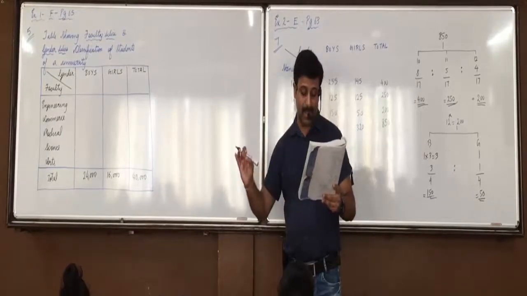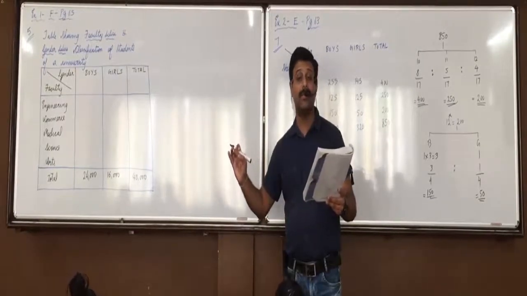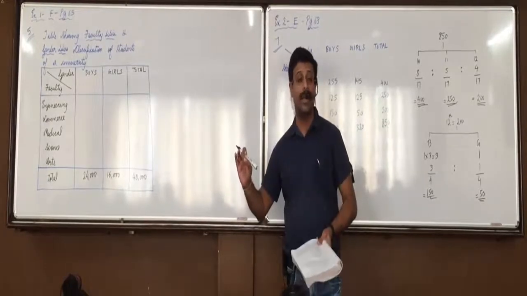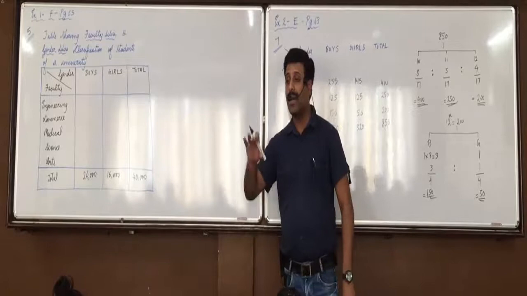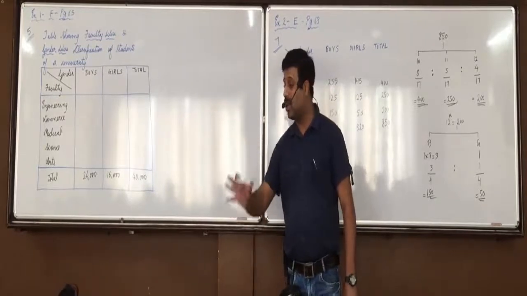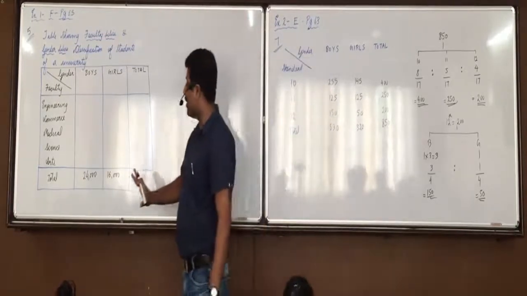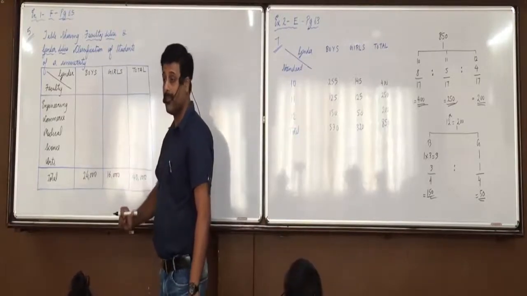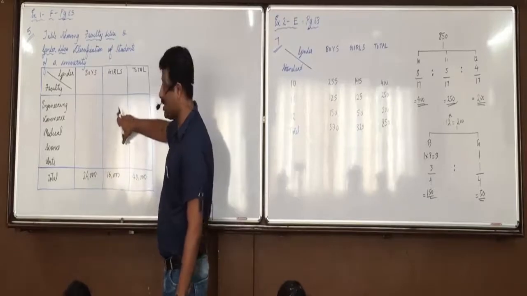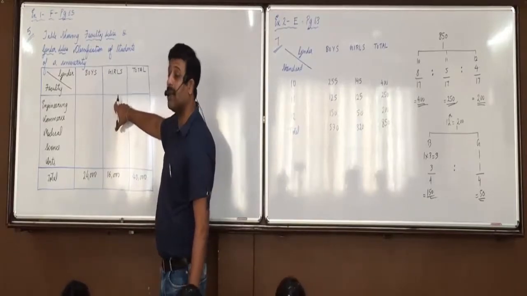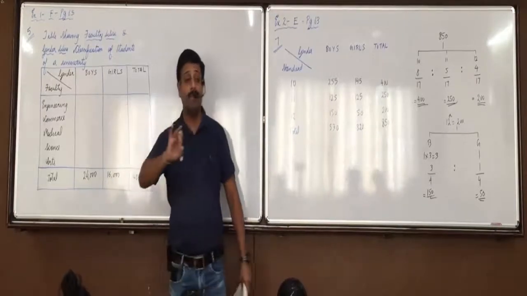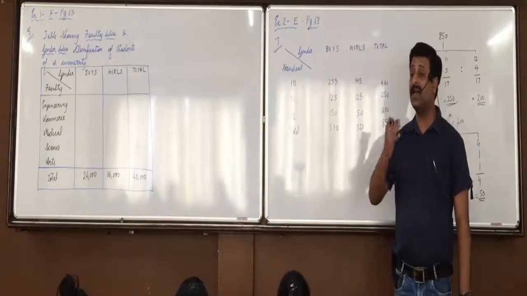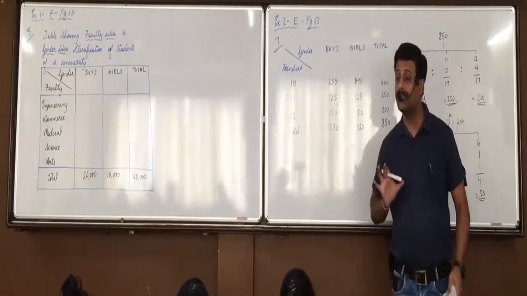The number of girls in the engineering faculty was 3 times the number of girls in commerce faculty. Underline this sentence. Right now, keep this sentence pending. We cannot get anything. You are given engineering girls are 3 times commerce, but we don't have commerce girls. So until and unless we have the number of girls in commerce, we cannot get the number of girls in engineering. So keep this sentence pending. We will come back to this sentence whenever we get the number of girls in commerce.